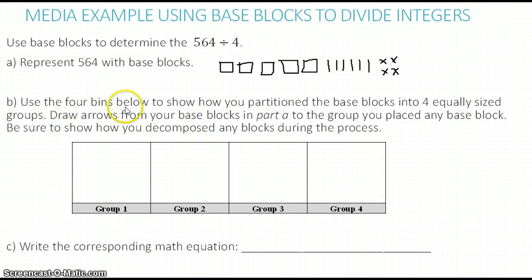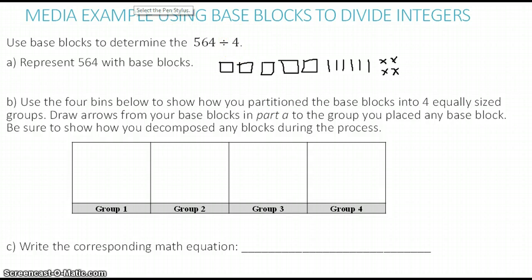Now we're going to use the 4 bins below to show how we partition the base blocks into 4 equally sized groups. Draw arrows from your base blocks in Part A to the group you placed any base block. Be sure to show how you decomposed any blocks during the process. So we're going to use the idea that we can partition 564 into 4 equal groups. That's one way of thinking about dividing by 4.